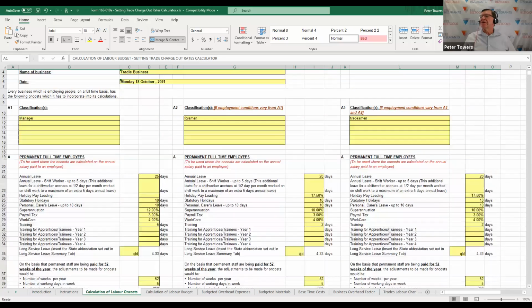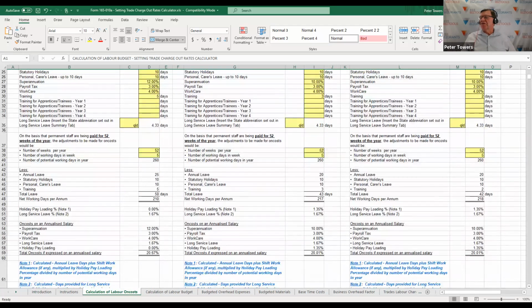And then we have tradesmen. They're slightly different, although the overall rate is the same, 20.1%. They're working 1 day more because there's 1 day less in training.